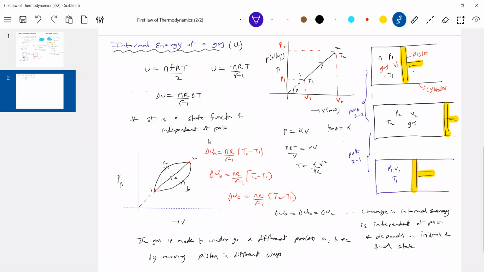Fine, able to understand? So what will happen to the internal energy? The change in internal energy depends only on the initial and final state. It is irrespective of what process is undergone. We need not bother. So I'm using the words independent of path.